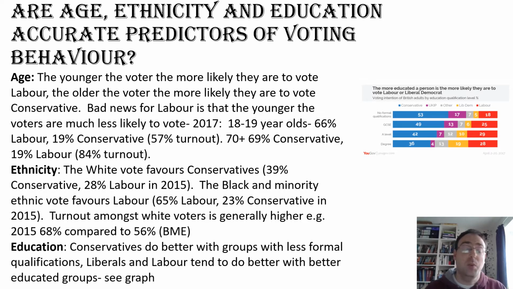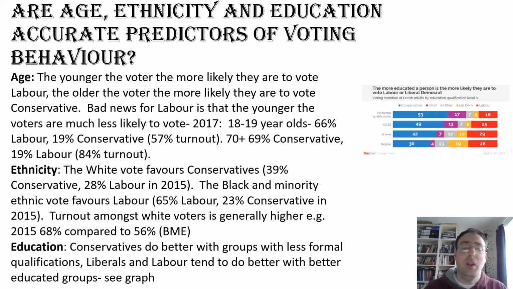Ethnicity seems to play a role. The numbers here aren't quite so stark, but we have got a lot more white voters voting Conservative than voting Labour in 2015. So 39% to 28%. UKIP picked up a reasonable chunk of the white vote in that election as well.